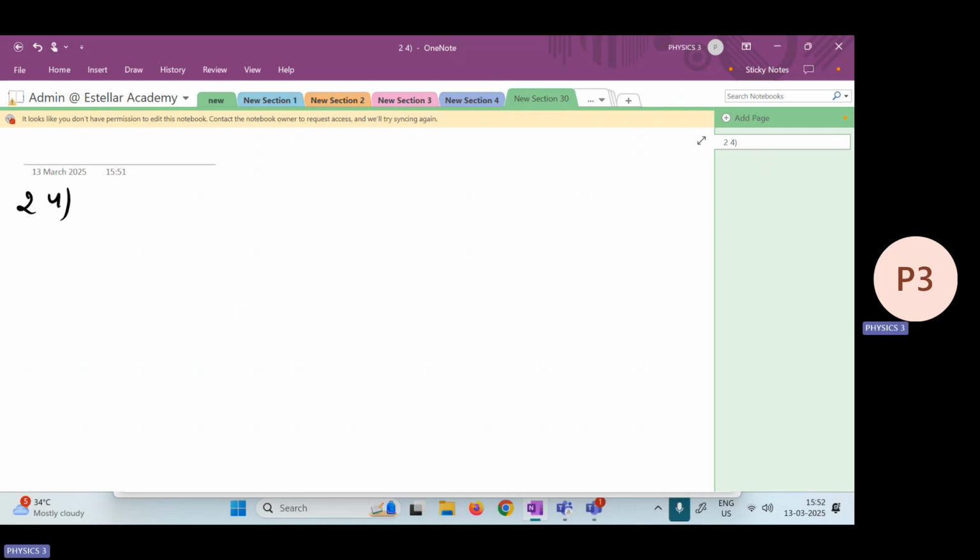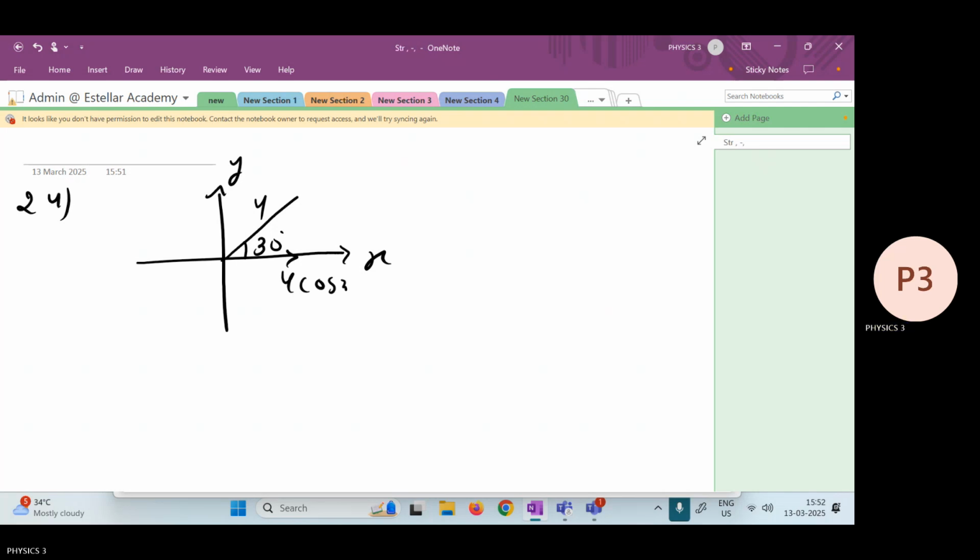a displacement vector of magnitude 4 makes an angle 30° with x-axis. So we have to write its rectangular components in the xy plane. Okay, so first we will make this. This is the x-axis, this is y-axis. This would be 4. This would be 30°. So this would be 4 cos 30. This would be 4 sin 30.